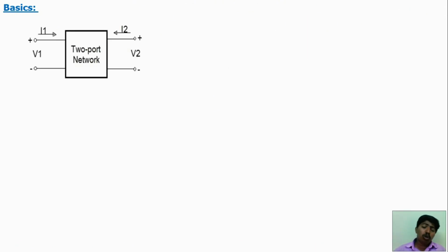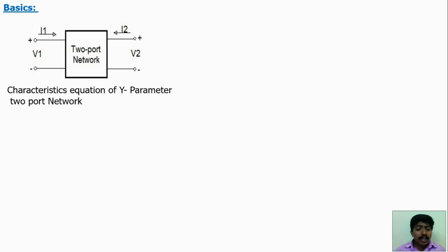Before solving this problem, we should know the basics. This is the basic structure of a two-port network. V1 and I1 are source side parameters, V2 and I2 are load side parameters. Note that the current direction should be like that. The source side current I1 should flow from source to load. The load side current should flow from load to source. The direction.